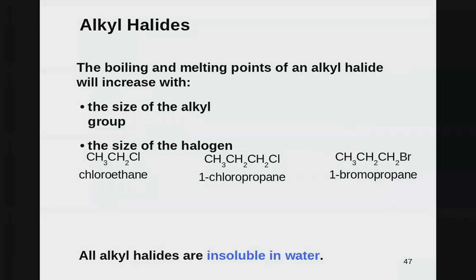And as I mentioned, chloropropane being an alkyl halide has a lower boiling point. Sorry, I jumped the gun on this. But you'll notice that the size of the alkyl group, so whatever is attached to the halogen, as you increase the size of that, so we go from ethane to propane again, you'll notice that the boiling point increases.